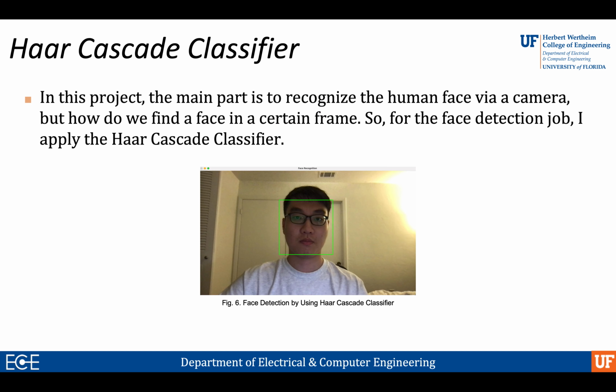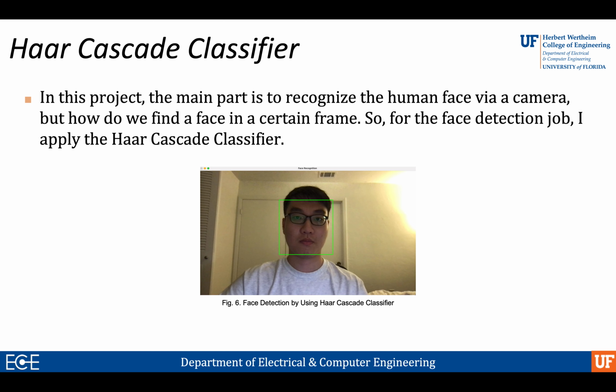So in this project, the main part is to recognize the human face via a camera. But how do we find a face in a certain frame? For the face detection job, I apply the Haar cascade classifier. The Haar cascade classifier is a classic object detection method which we can apply to detect human faces.